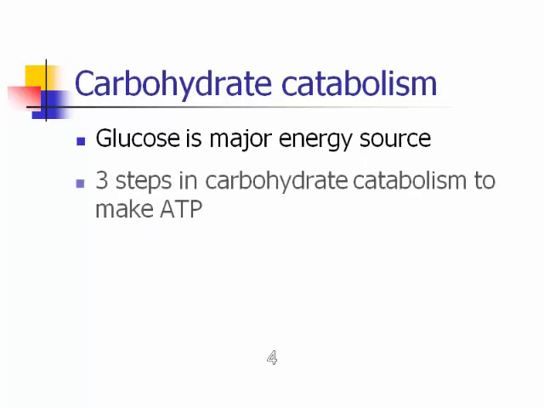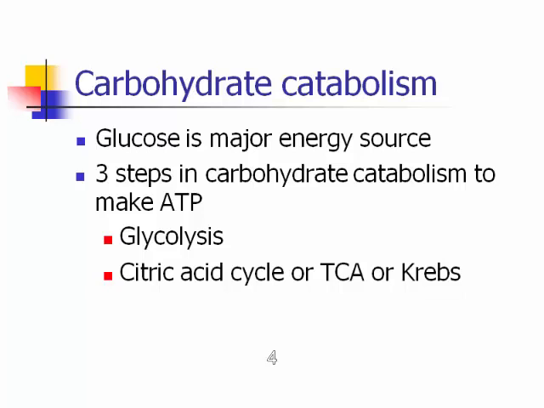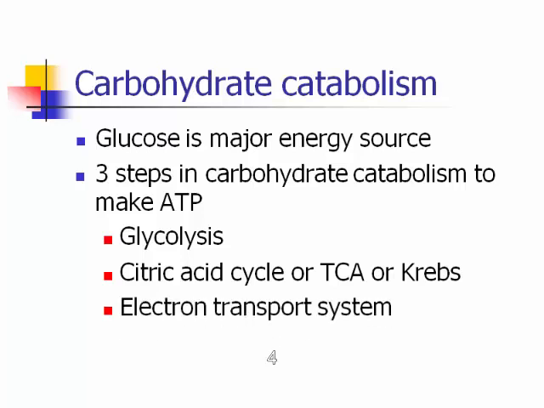So you already know glucose is a major energy source for the body. There are 3 steps in the carbohydrate catabolism. Say catabolism. First, you're going to go through glycolysis, and the goal of all these things is to make ATP. The citric acid cycle, some people call it the TCA or tricarboxylic acid cycle, and some people call it the Krebs cycle. I use the word citric acid cycle. Electron transport system, or the electron transport chain maybe it's called.